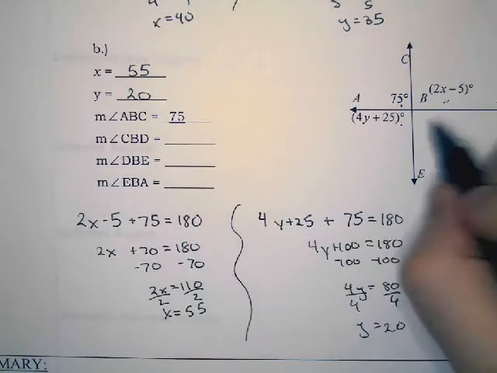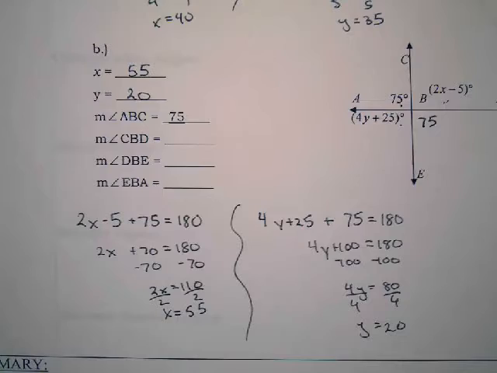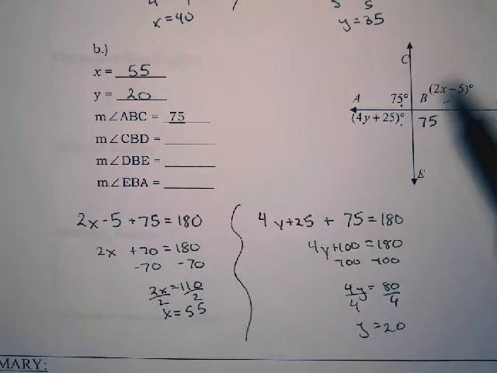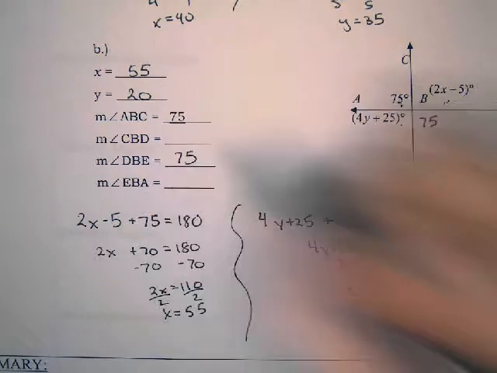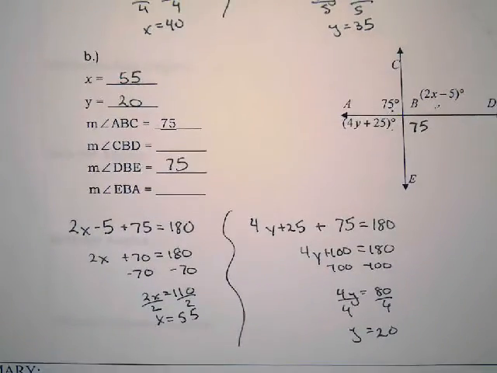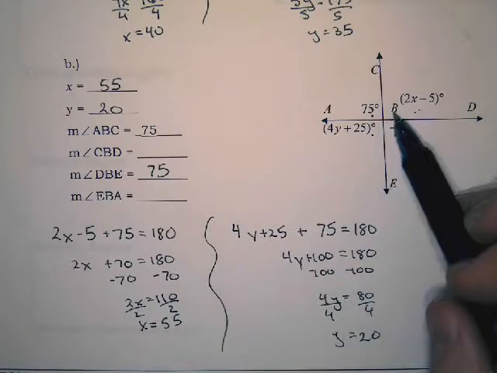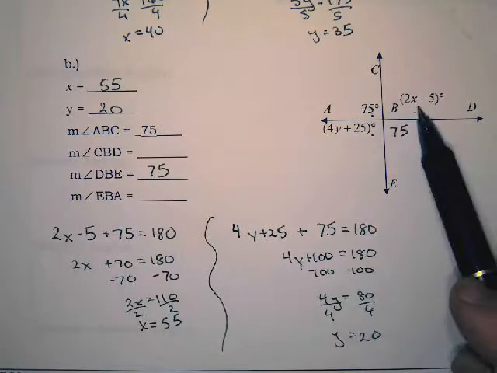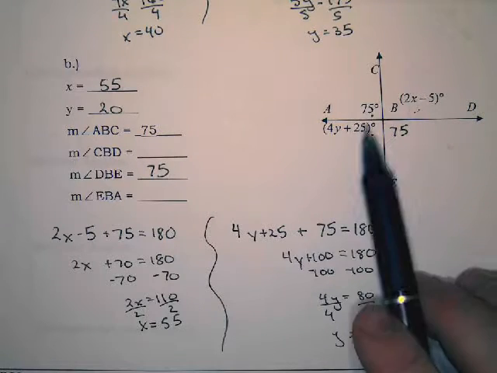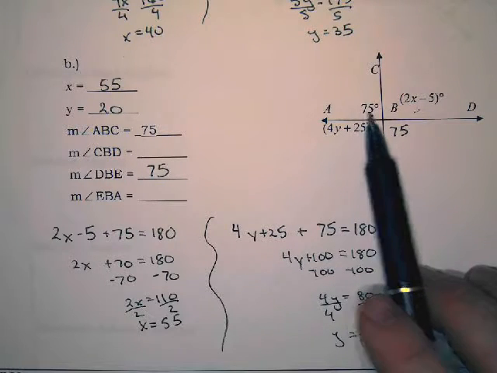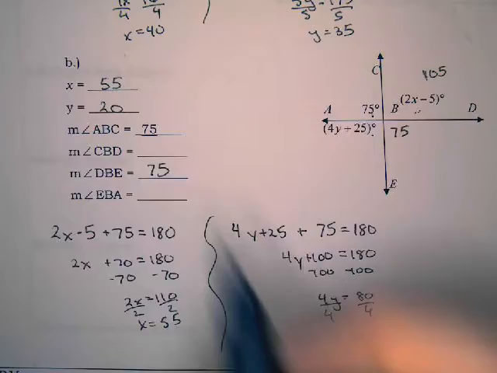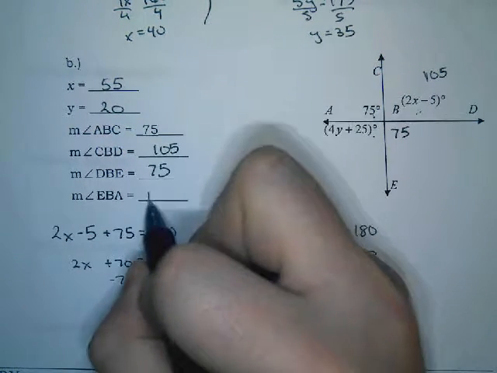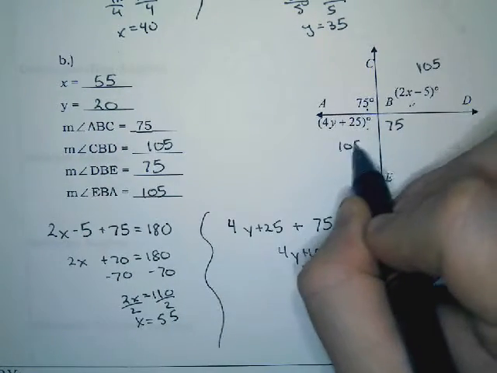And we know this is 75 because of vertical angles. So I already know that DBE is 75. There's multiple routes to find these angle measures. I can plug in x if I want. I could plug in y if I want. Or I could use supplementary ideas. 75 and what is equal to 180? Well, I can already see that that's going to be 105. So that's 105, and then the vertical angles would make this 105 as well.